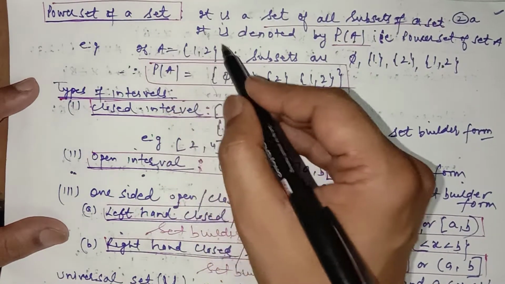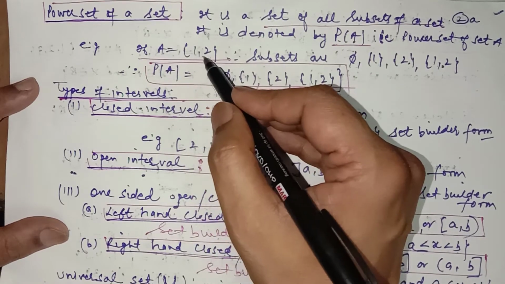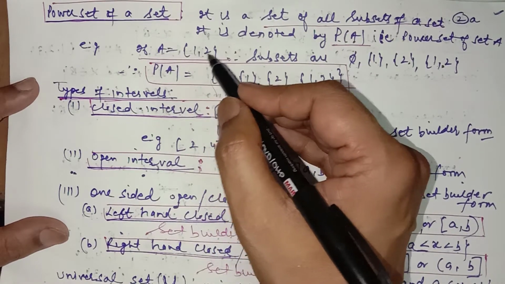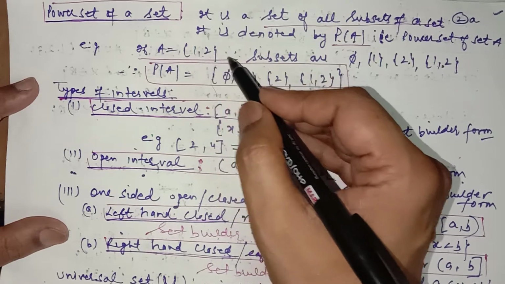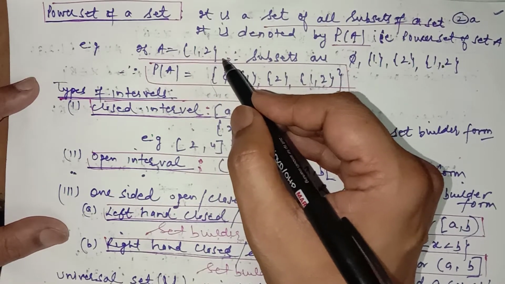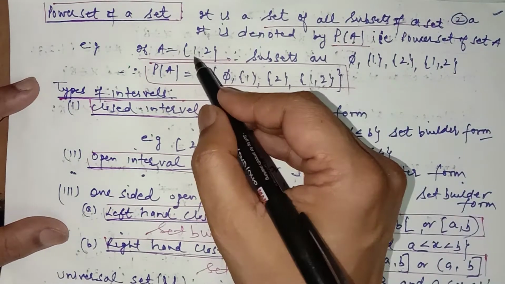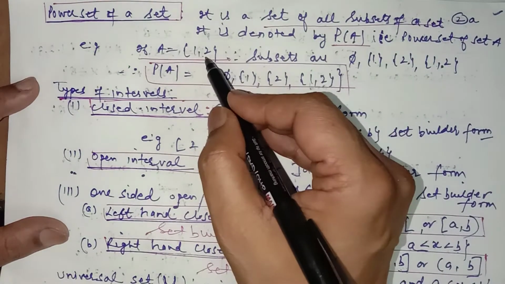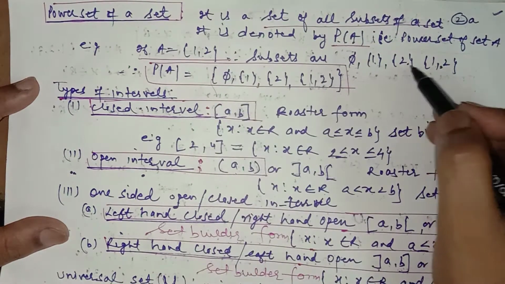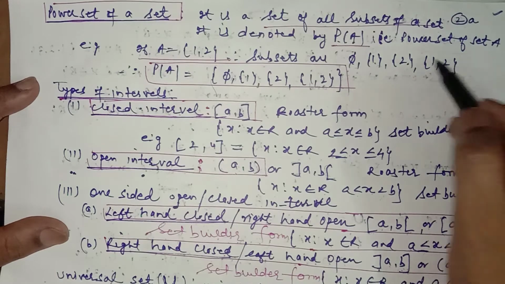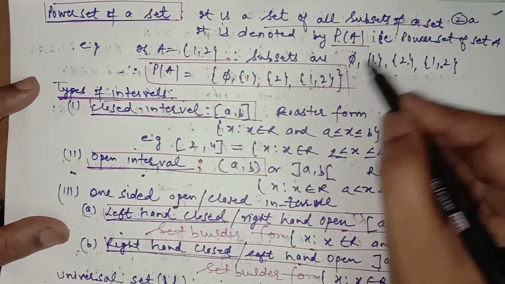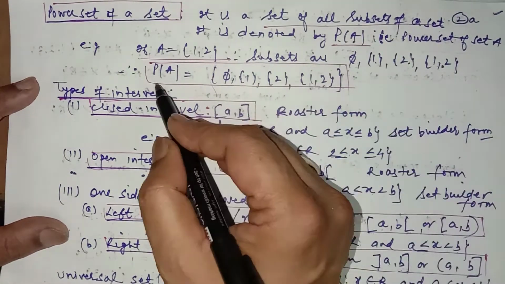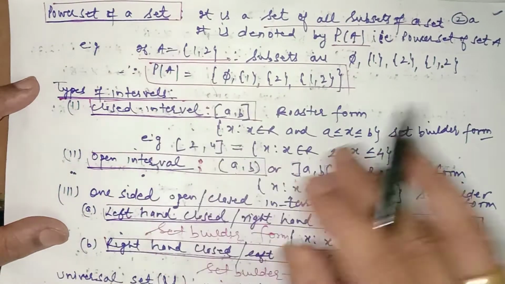First of all, find the subsets of this set A. How many subsets? 2 raised to power 2. 2 elements are there, so 2 raised to power 2, that is 4 subsets. They are the empty set, the set containing the element 1, the set containing the element 2, and the set containing the elements 1, 2. These are the 4 subsets of this set. Put them in curly brackets separated by commas. This will be the power set of set A.